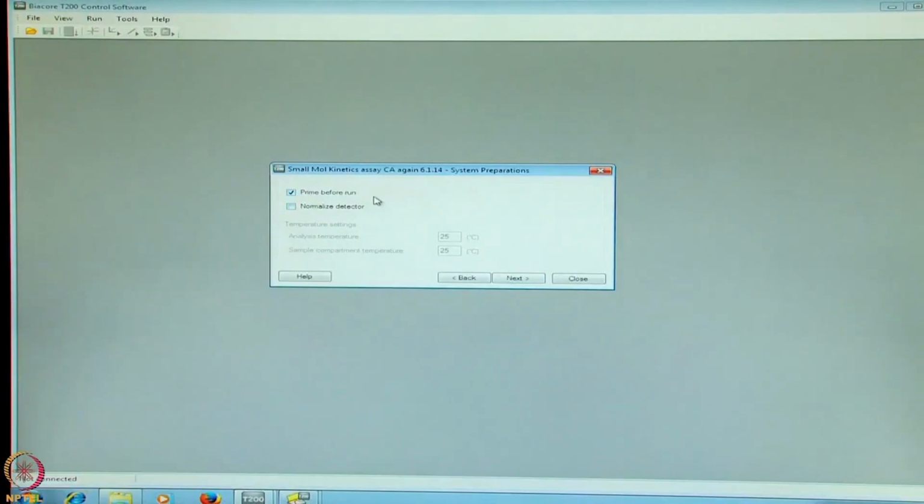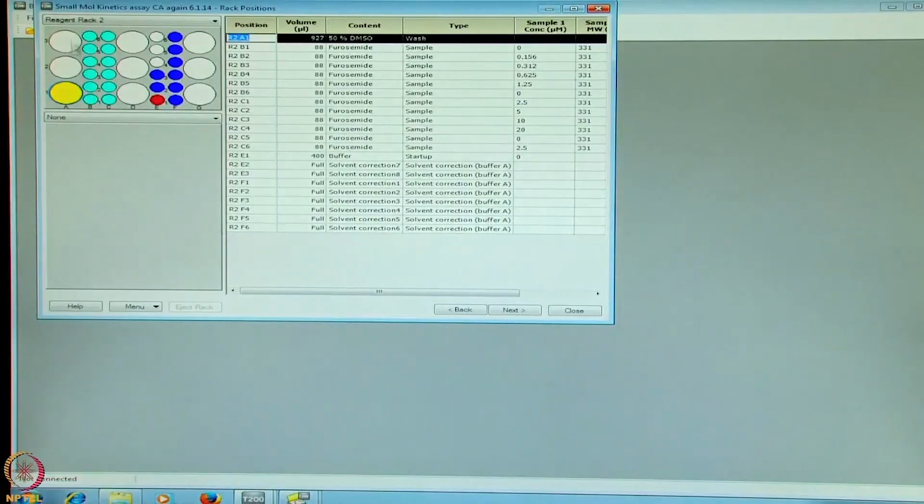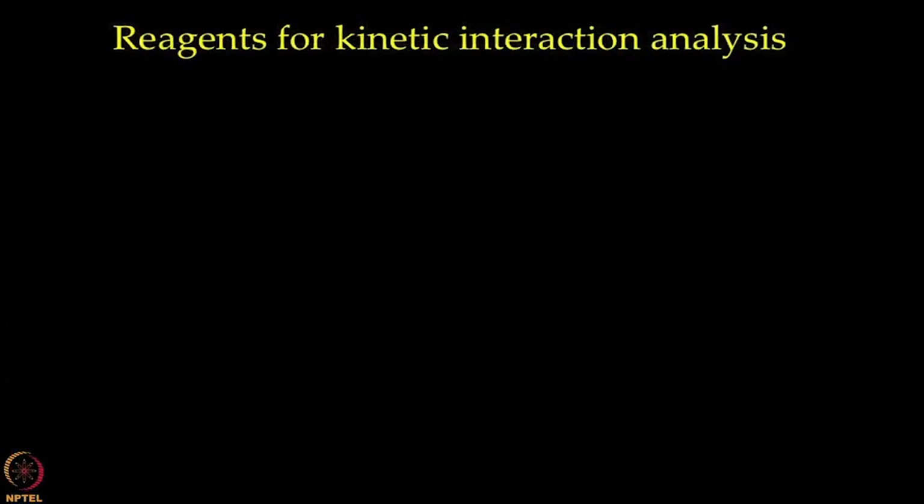We have highlighted prime before run, and the following are the rack positions for various samples with furosemide at different concentrations, 50% DMSO, buffer for the startup, and 8 different solvent correction sample vials provided for a successful kinetic experimentation of furosemide binding to carbonic anhydrase. As per the volumes listed in the table, we prepared the following samples and reagents.